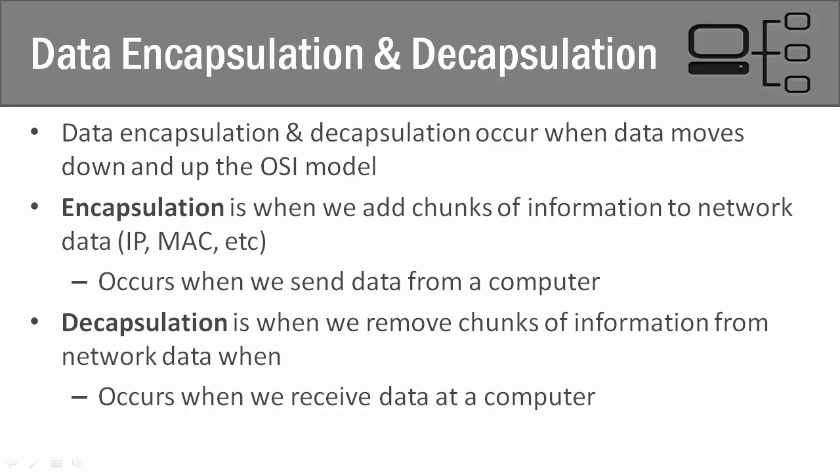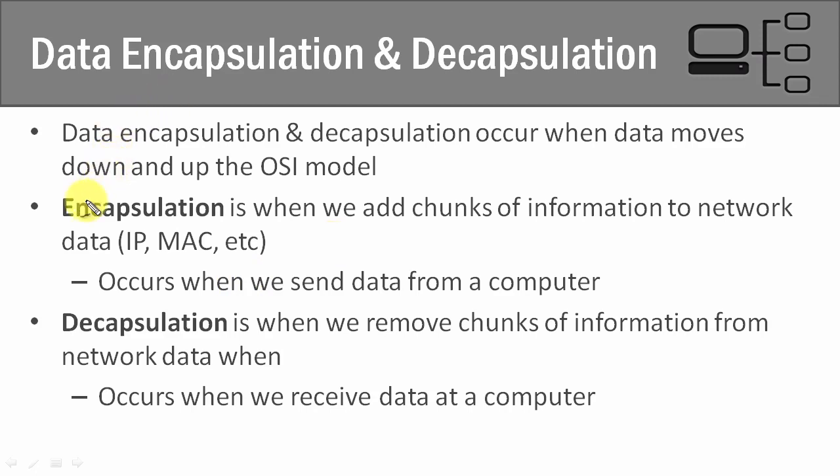So now that we've talked about all the different layers in the OSI model, we need to conceptually understand what happens to data when it moves down and up the OSI model stack. So we're going to talk about that in this lecture. What happens is a specific thing called data encapsulation and data decapsulation. So what do I mean when I'm talking about those?